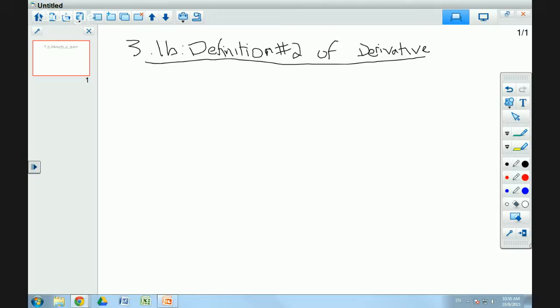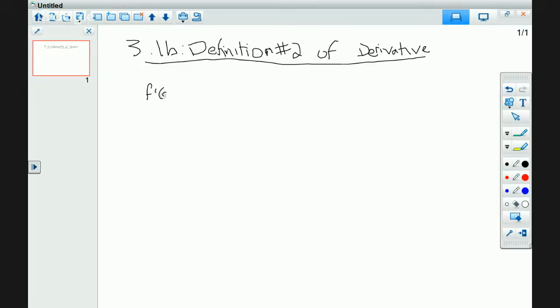So, you remember that f prime is the slope of a tangent line, right? So here's definition number 2. Does that look familiar? The slope equation, right? This is the slope equation. We're just making this go to 0, so there's no interval again. We get a slope of a tangent line.